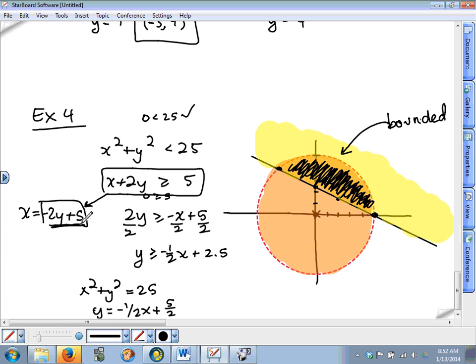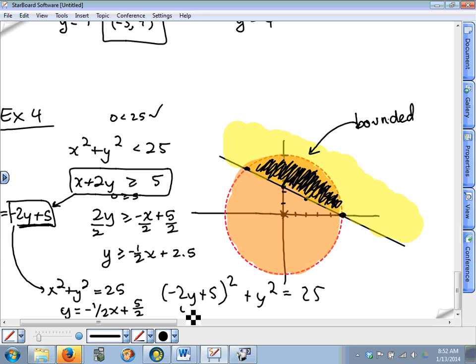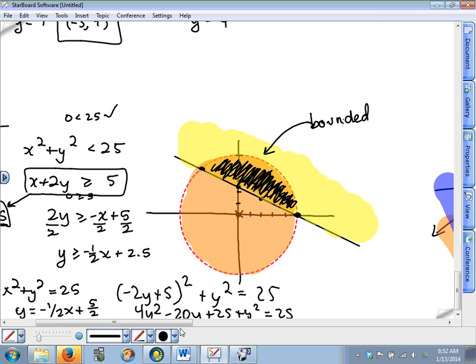So I'm going to take this x and substitute it in. Instead of x squared, this becomes negative 2y plus 5, squared, plus y squared equals 25. That's written as 4y squared minus 20y plus 25 plus y squared equals 25. The 25s will cancel out. How many y squares do we have? 5. We have 5y squared minus 20y equals 0. Factor out 5y. You have y minus 4 equals 0.